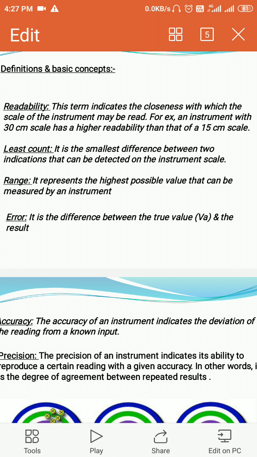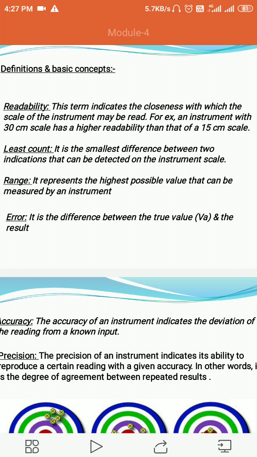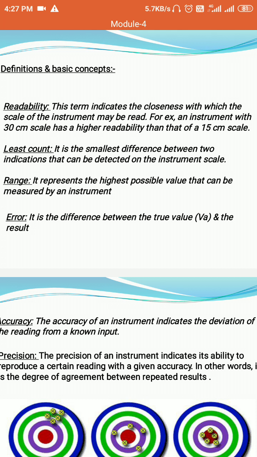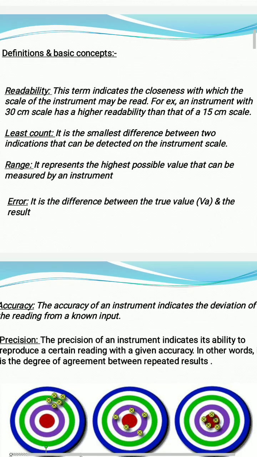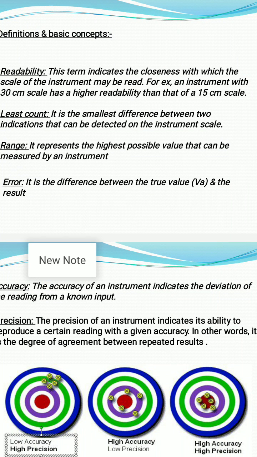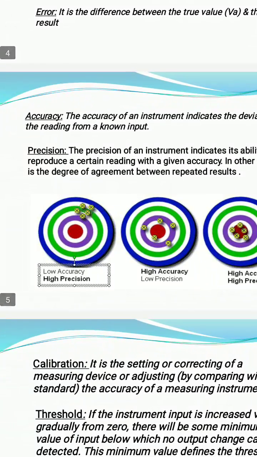What is range? Range is nothing but the total from minimum to maximum, the maximum reading that can be taken by a particular device. From minimum to maximum, how many readings can be taken? What is the maximum range or span of readings that can be taken by the instrument? It is called the range. What is an error? It is the difference between the measured value and the true or standard value. Correct? That is called an error. The next important term is accuracy.